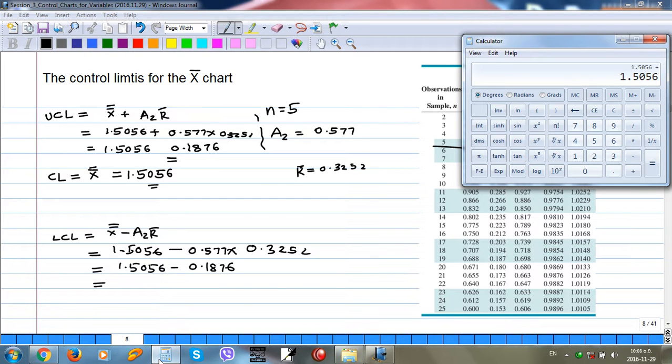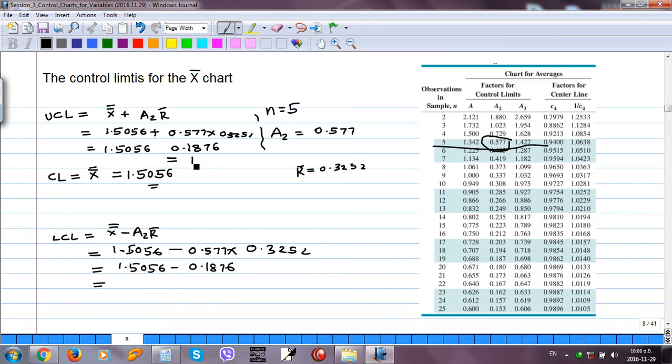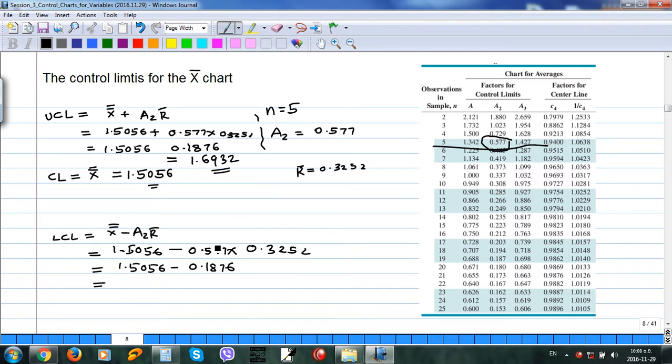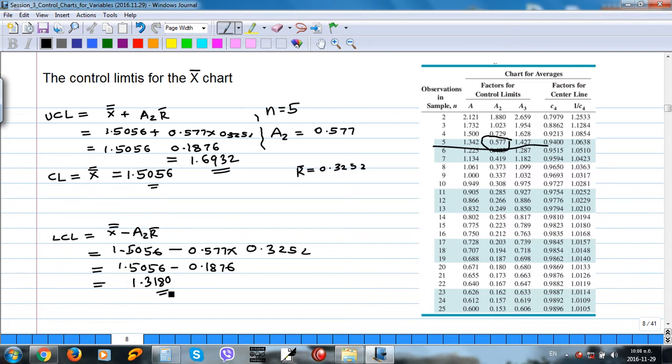1.5056 plus 1876, then the answer comes 1.6932. This is the upper control limit. Then the lower control limit you can find: 1.5056 subtraction 0.8176, the answer comes as 1.3180. Then you can write 1.3180. These are the values for the control chart, X bar chart and R chart.